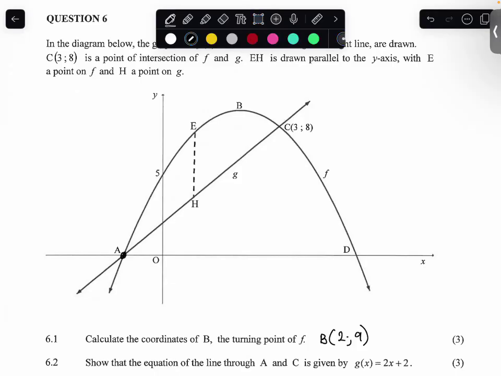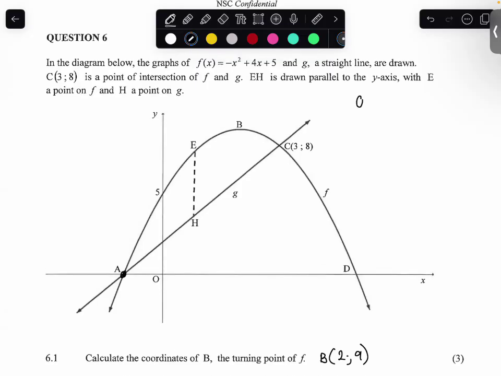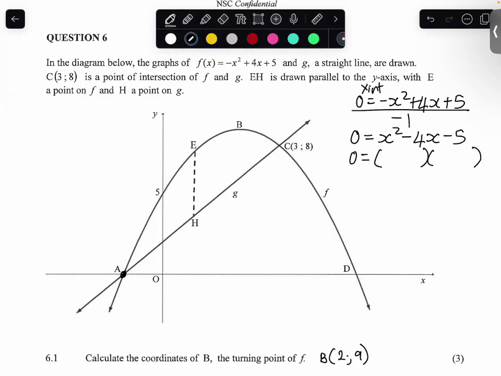A is the x-intercept of both the straight line and the parabola, but I don't have the straight line's equation, so I'm going to take the parabola's equation and make y equal to 0 to get the x-intercepts of the parabola. So that's 0 is equal to minus x squared plus 4x plus 5. Divide right through by minus 1 so that the x squared can be positive. So this is 0 is equal to x squared minus 4x minus 5. That gives me x and x, 5 and 1, minus there, plus there. x is equal to 5 or x is equal to minus 1. Obviously, then A's coordinate is minus 1 and 0 because A is on the negative side of the x-axis.